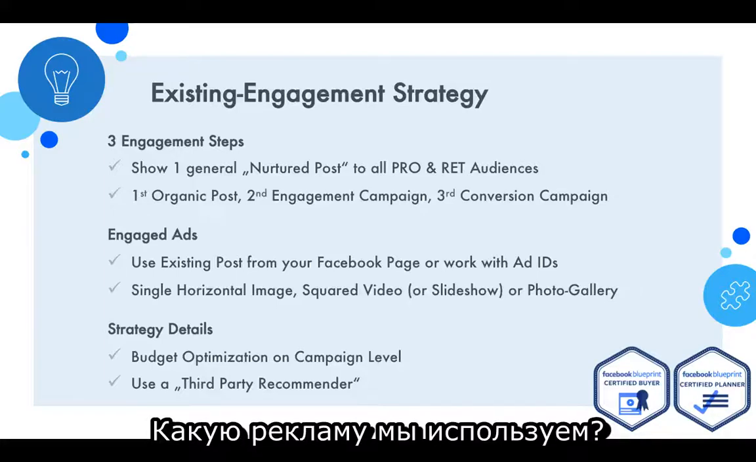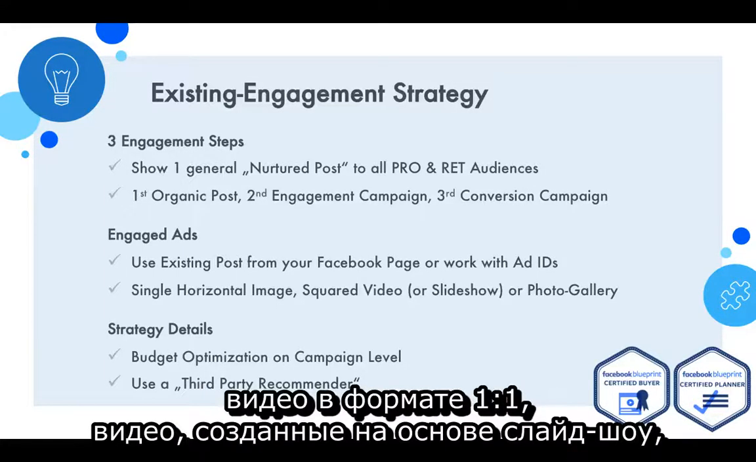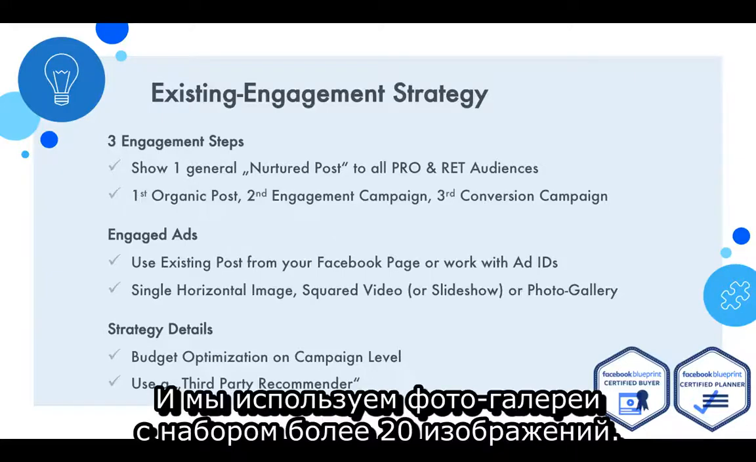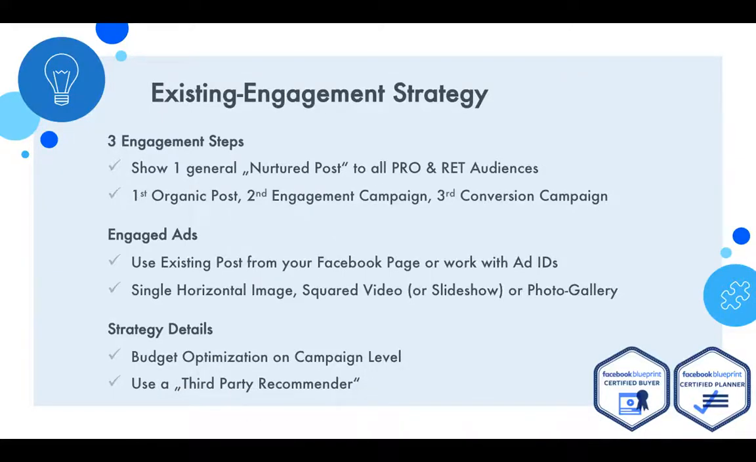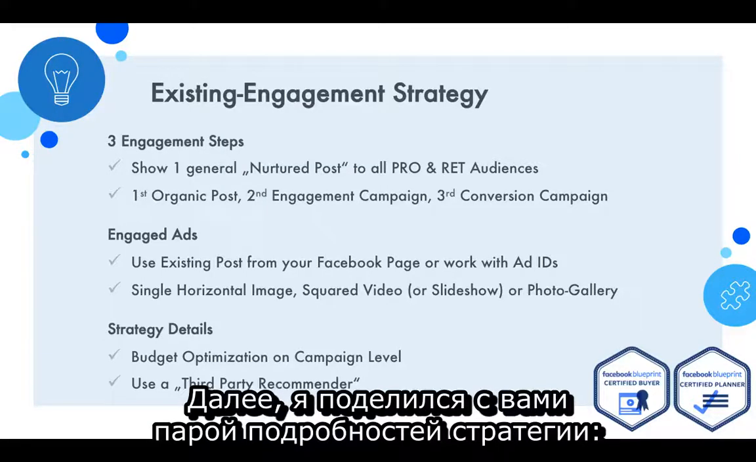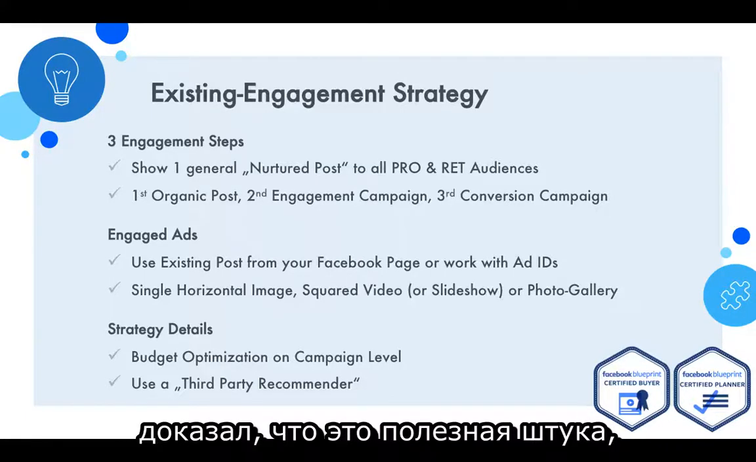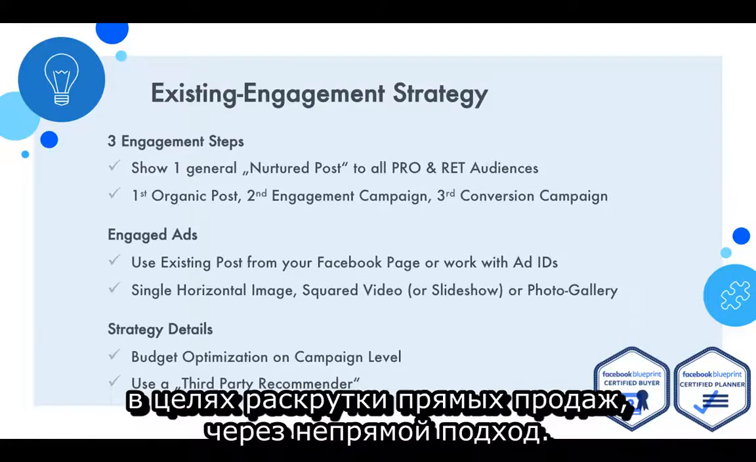And what kind of ads did we use? Well, we used single horizontal images, squared videos, also squared videos that were created from slideshows in one-on-one design format, and we used a nice photo gallery with over 20 images. Actually, we used 40. Moreover, I also shared with you 2 strategy details. I have shown you that we used budget optimization on campaign level and why this is a good idea. And I also showed you how we use the third-party recommenders in order to switch our direct to an indirect sales approach.